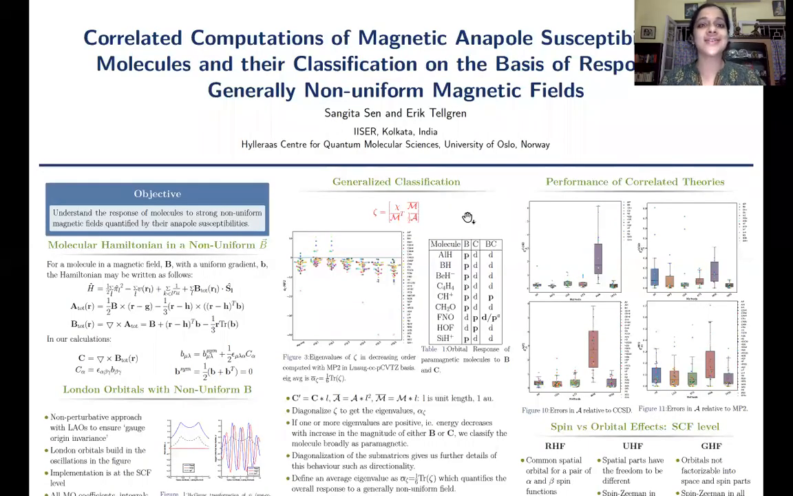My poster is titled Correlated Computations of Magnetic Anapole Susceptibilities of Molecules and Their Classification on the Basis of Response to Generally Non-Uniform Magnetic Fields. So we want to compute magnetic anapole susceptibilities, the electronic anapole susceptibilities, and we want to study the performance of correlated methods in this computation, and we also want to classify these molecules as paramagnetic and diamagnetic depending on their response to non-uniform magnetic fields.